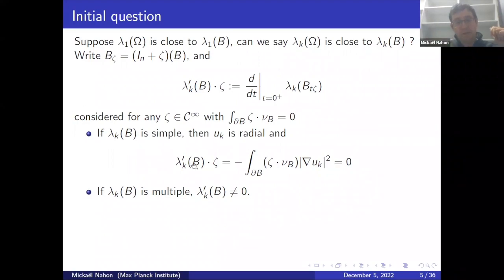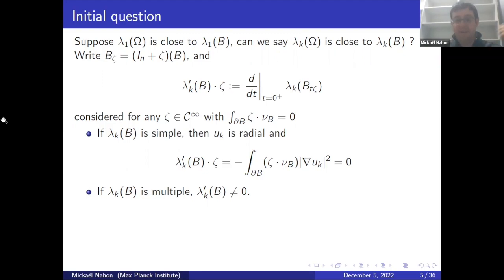And when you do this, you see that you have two kinds of eigenvalues on the ball. You have simple eigenvalues, lambda_k, for which the eigenfunction is stable by rotation. So in particular, it's a radial eigenfunction. And here, the derivative of lambda_k is given by just this formula here. So you have the normal part of zeta, and you have the gradient of u_k squared, which is a constant here. So this is 0. And this means in general that the ball is a critical point for lambda_k in this informal sense. On the contrary, when lambda_k is multiple, in general, the differential is not 0.